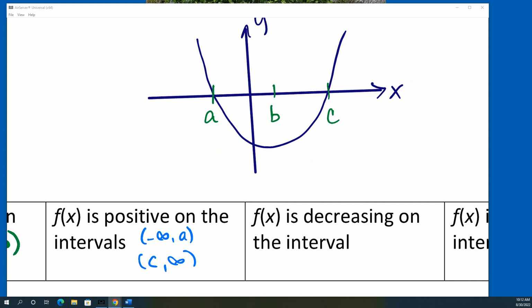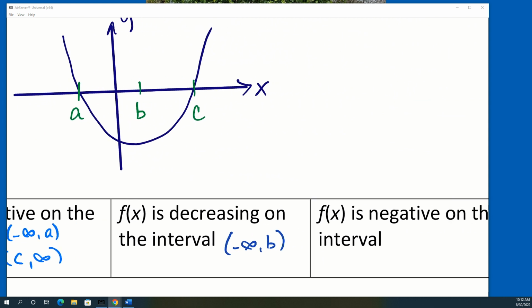All right. And then decreasing interval. We have one decreasing interval. What do y'all think? Negative infinity to B. And then one negative interval. So the graph is negative when it's below the x-axis. So A to C. Very good.